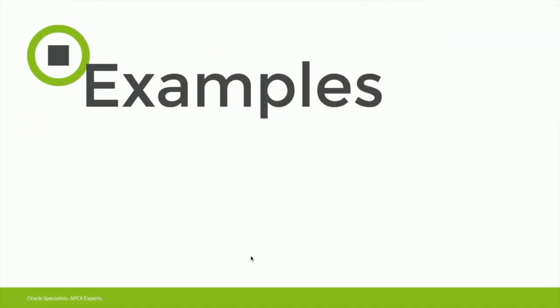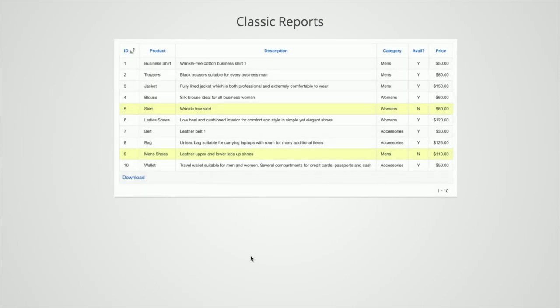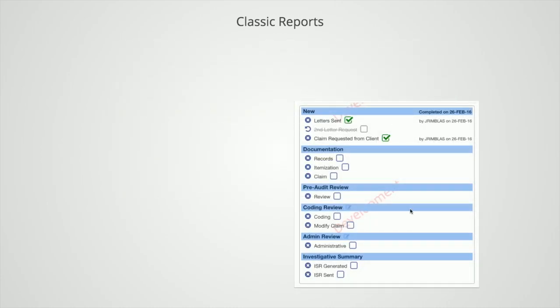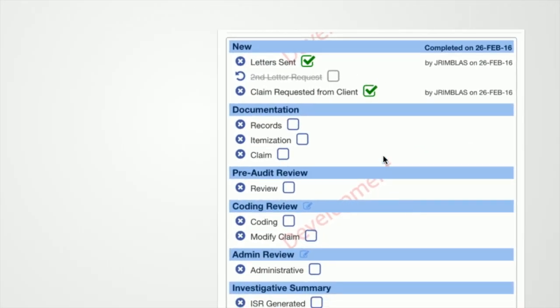So let's look at some examples. These are classic reports. So this, big deal, right? This is just a plain report, but I'm highlighting the rows via the template, making a template change, and we'll look at that. This other example is a little more complex.